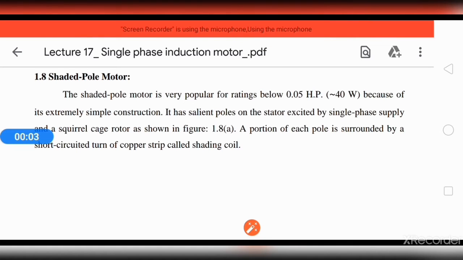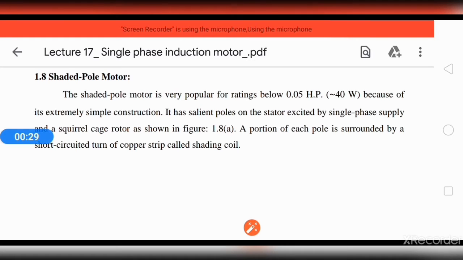Hello everyone. Today we are going to discuss lecture number 17, shaded pole induction motor. The shaded pole induction motor is very popular for the rating below 0.5 horsepower or 40 watts because it is extremely simple in construction. So let us discuss its construction first.